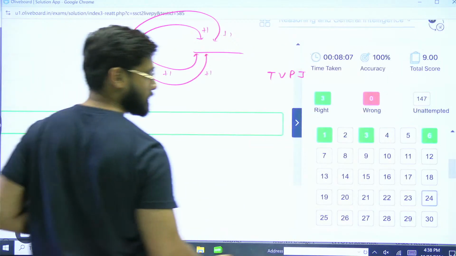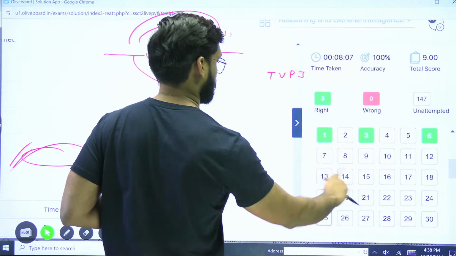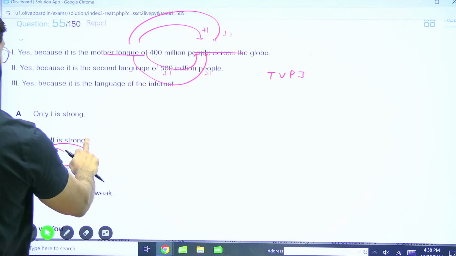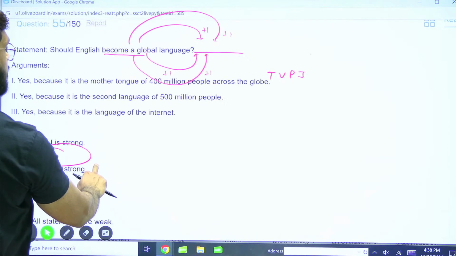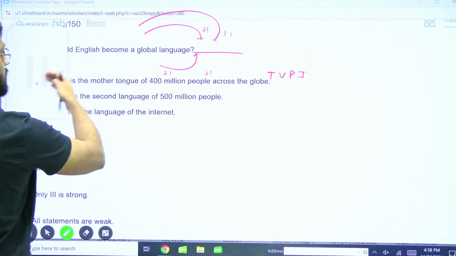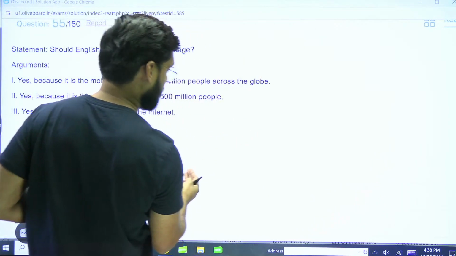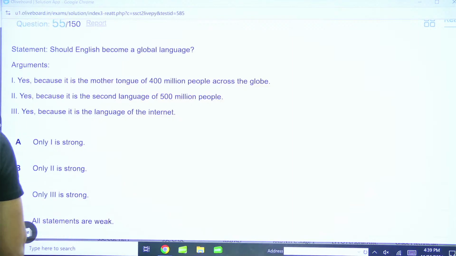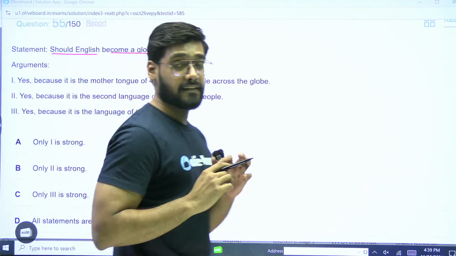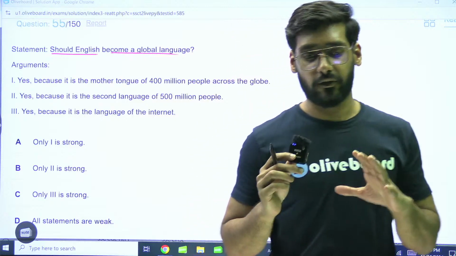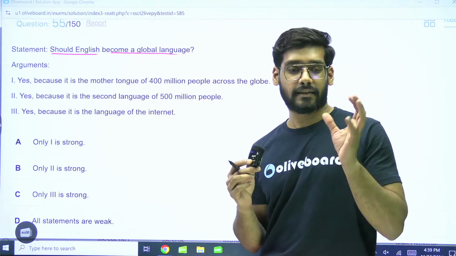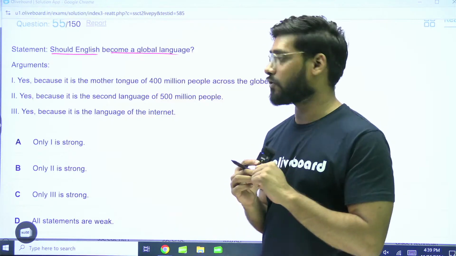Okay, 25th question on our screen. Let's see the right answer for this one. The question is based on statement and argument, the critical reasoning section, which is very important. Should English become a global language? We have to argue on this point, whether English should become a global language or not.